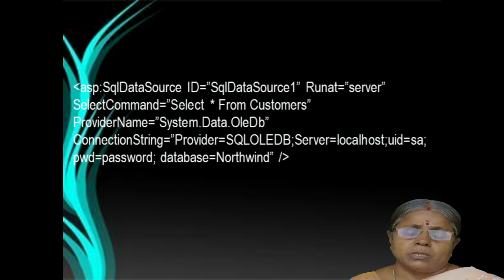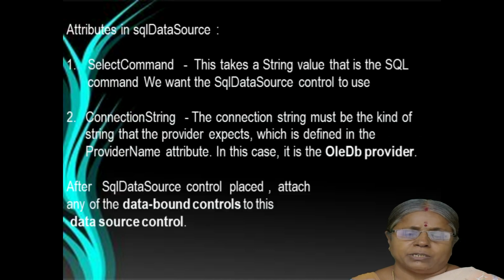asp:SqlDataSource, and the default attributes used in any ASP.NET controls are ID, used to refer to it in a program, and runat server, then ProviderName as System.Data.OleDb. The connection string is used to specify the name of the provider. Here we can use an OLEDB connection.